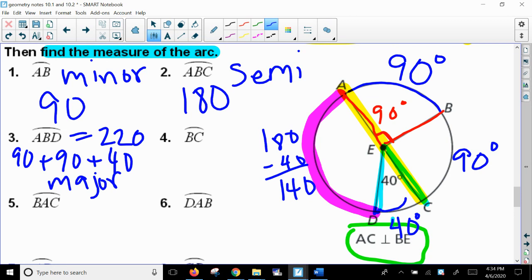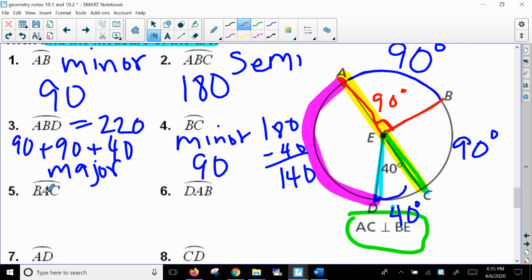Number four, arc BC is a minor arc. And we already found that it would be 90. Let me change colors just because I want to. Number five, arc BAC. Again, dead giveaway. If it's three letters, it's a major arc, flat out.